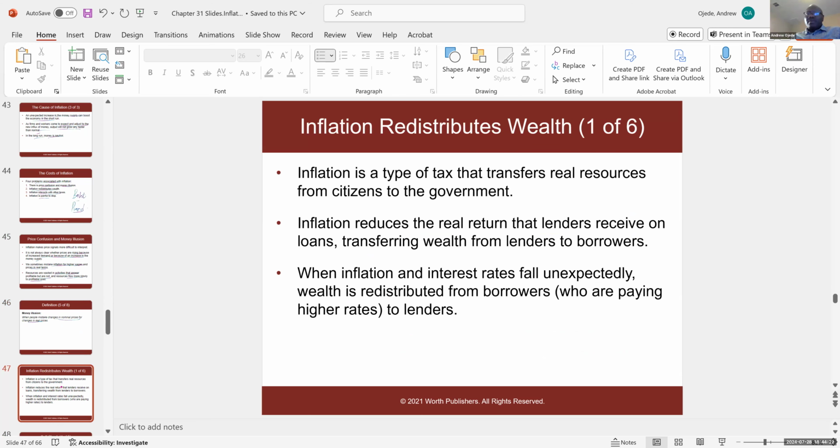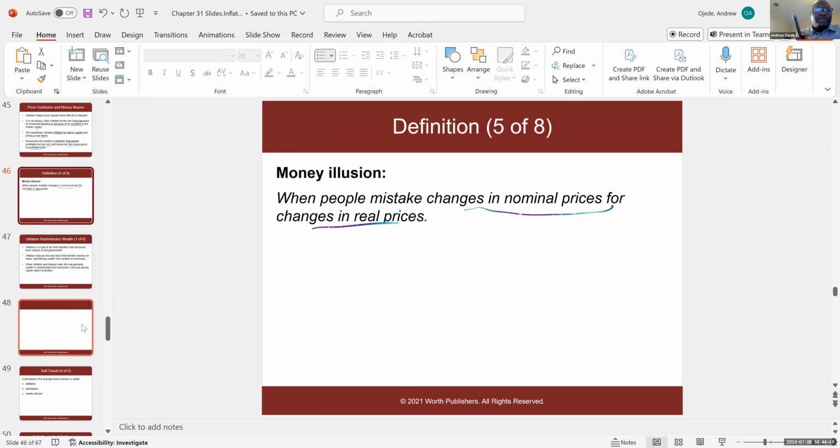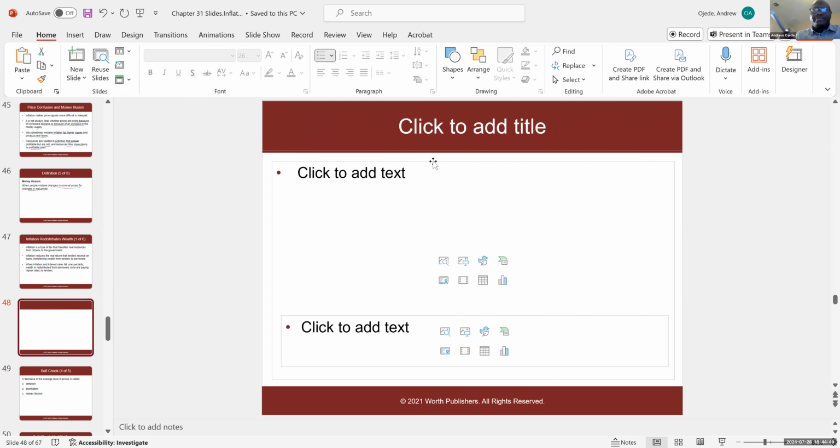And then the second effect of inflation is that inflation redistributes wealth. Inflation is a type of tax that transfers real resources from citizens to the government. Or inflation is a real return that lenders receive on what? So let me talk about it this way. Let me discuss this more carefully so that you guys see what we're talking about here.